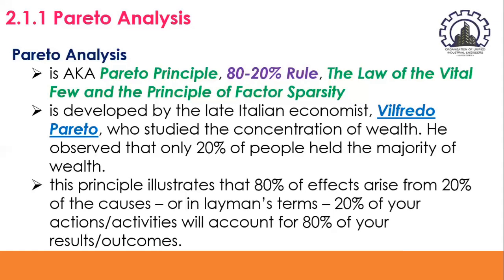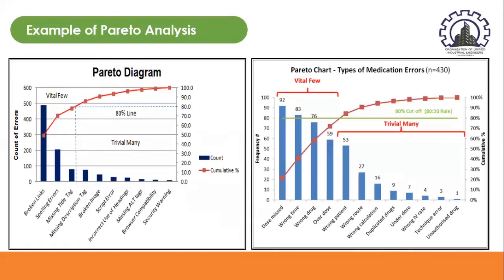Now, as you can see, these are examples of Pareto analysis. If you notice, in the first example, the x-axis refers to the causes, okay? And the y-axis refers to the count of errors. And as you can see, you have there a line, the 80% line, meaning that is the cutoff line, okay? And you also have the trivial many on the right side, and you also have the vital few.